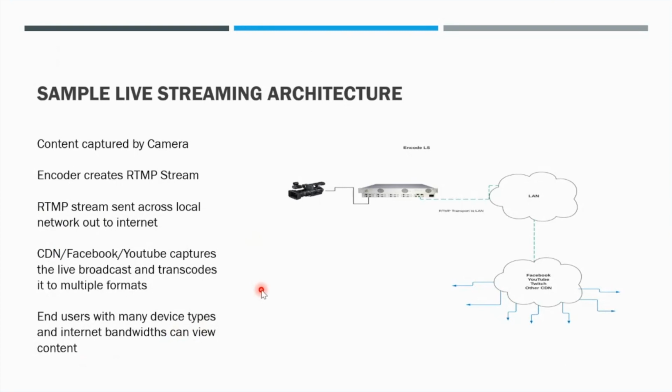So what you end up with a lot of times when you're doing these live streaming architectures, whether internally or something that you're doing yourselves, is you have your source. We have our camera here. That's going to hit an Encode LS and get broadcast out. We're going to do RTMP or RTMPS transport out to the LAN. And then that stream will hit the cloud, and that'll be Facebook, Twitch. It can be an internal source, whatever that happens to be.